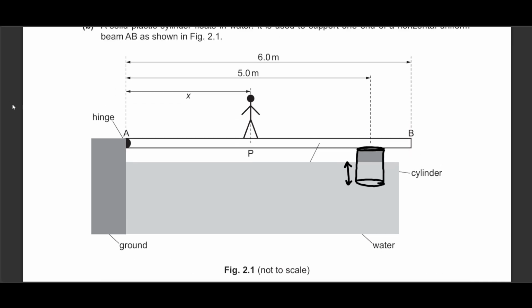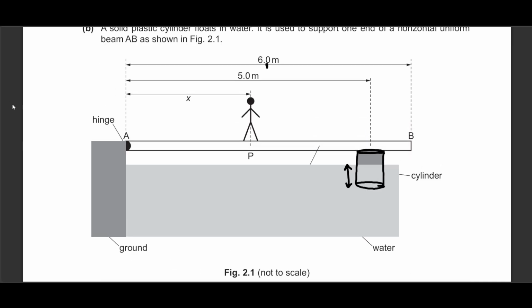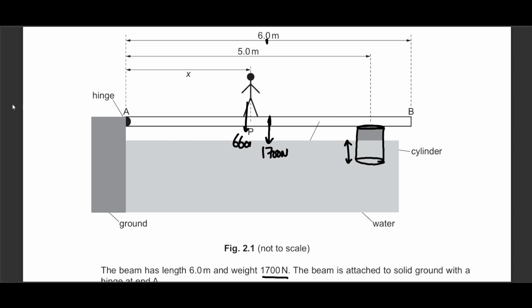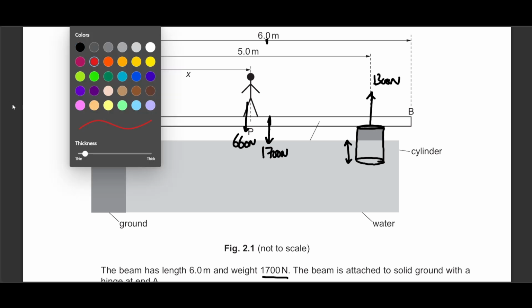I can imagine that if this is the total length of the beam, then at approximately 3 meters, there should be a force of 1700 Newtons. At point P, the force is 660 Newtons, probably by the person. Yes, that's 660 Newtons, and the force given by the cylinder is 1300 Newtons in the upward direction to support this beam and the person.